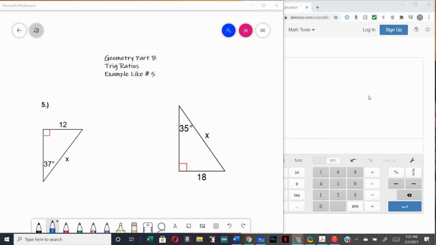This is Mr. Rowe. We're looking in geometry part B. This is the lesson on trig functions or trig ratios, and we're going to look at an example like number 5. So what we're doing here is we're trying to figure out the value for x. So we're going to use a trig function to do it.